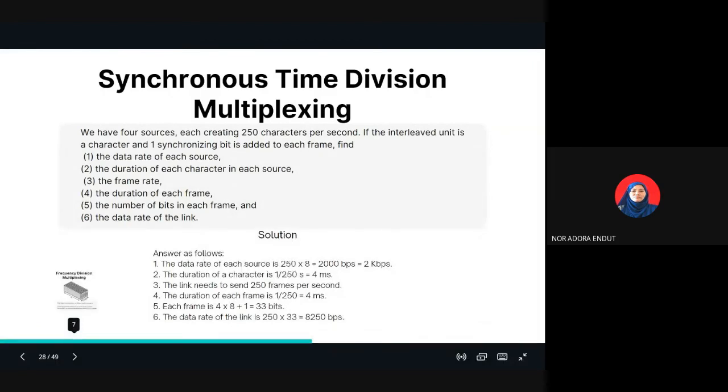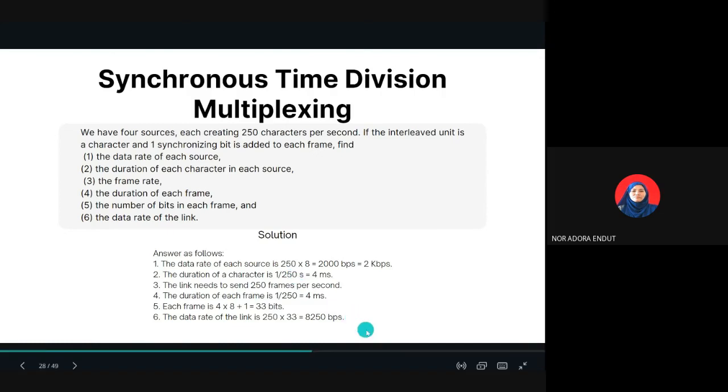Okay, so now this example dia ambil kira kalau kena tambah satu synchronizing bit. Okay, so what will be the resulting data rates? Okay, so we have 4 sources, each creating 250 characters per second. Okay, so 250 characters, satu character adalah 8 bits. So if the interleaved unit is a character and one synchronizing bit is added to each frame, so find all these.